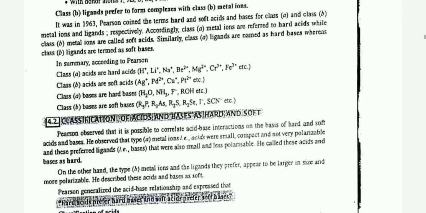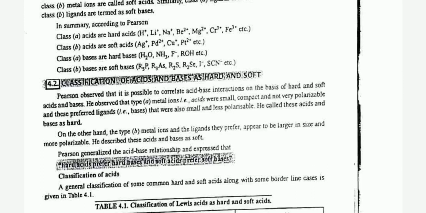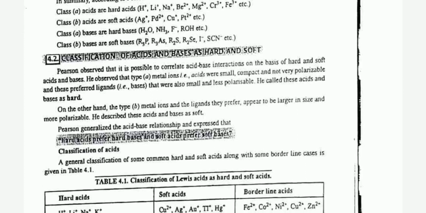According to Pearson, class A acids are hard acids: H+, Li+, Na+, beryllium 2+, magnesium 2+, chromium 3+, iron 3+, etc. Class B acids are soft acids: gold+, lead 2+, Cu+, platinum 2+, etc. Class A bases are hard bases: H2O, NH3, F-, ROH, etc. Class B bases are soft bases: R3P, R3As, R2S, R2Se, I-, SCN-, etc.